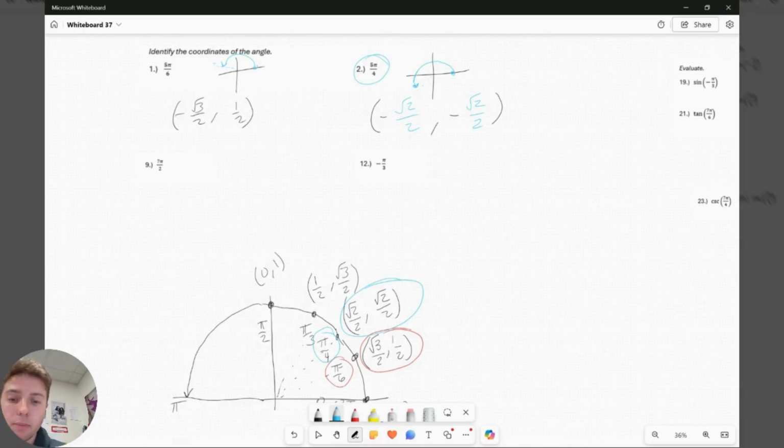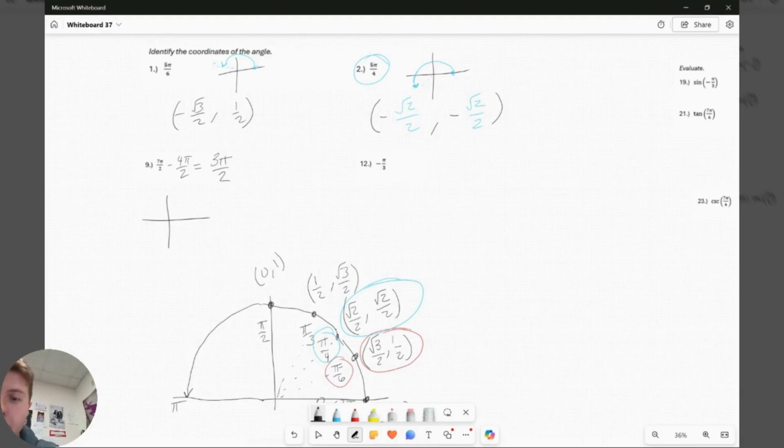Number 9, 7 pi halves. 7 divided by 2 is 3.5. That's bigger than a full rotation. So let's simplify this one. Let's make this one a little bit smaller instead. So I could subtract 2 pi, or in other words, 4 pi halves. Doing that subtraction, I get 3 pi halves.